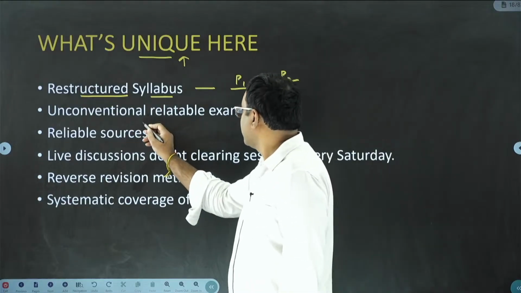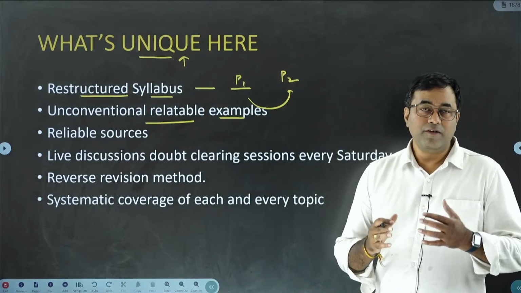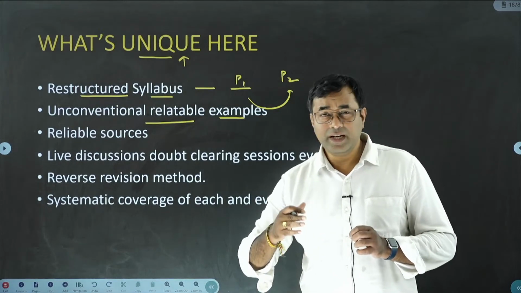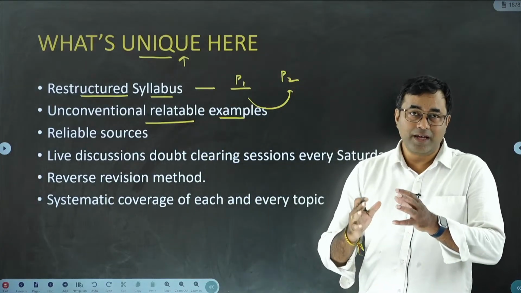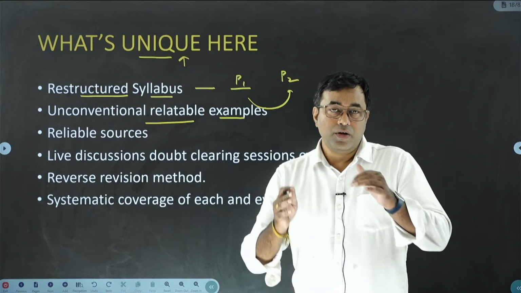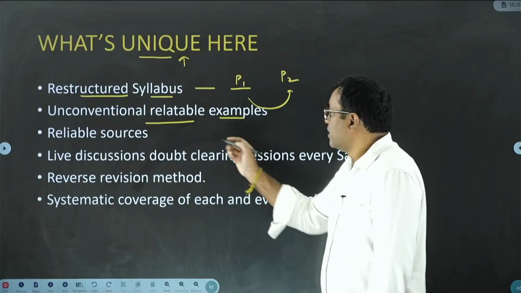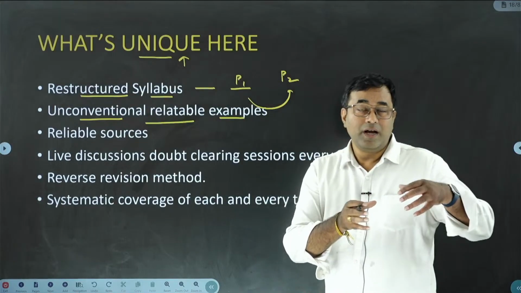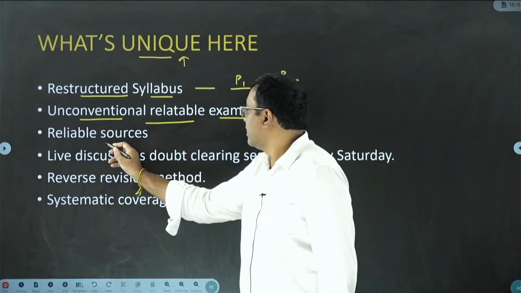At the same time, unconventional relatable examples. Unconventional in the sense that in anthropology we have 4 disciplines: socio-cultural anthropology, physical anthropology, linguistic anthropology, and archaeological anthropology. Some of the archaeological examples can also be connected to socio-cultural anthropology. That is why we call anthropology a holistic study. So unconventional examples are taken, connected to the subject, and used in the answers. Next one is reliable sources.